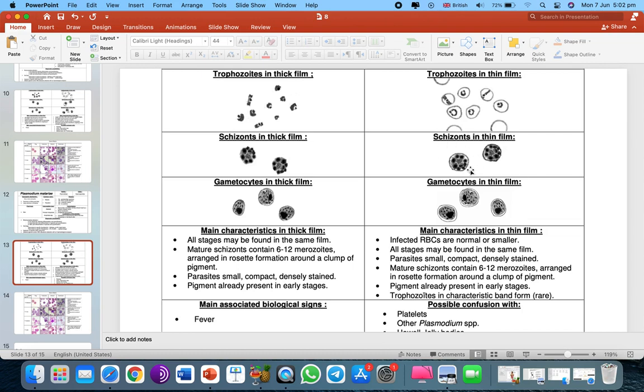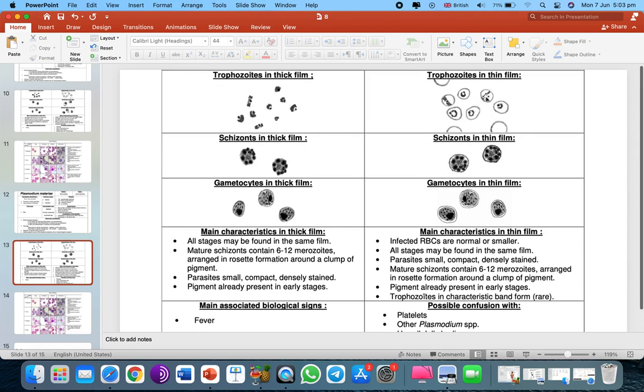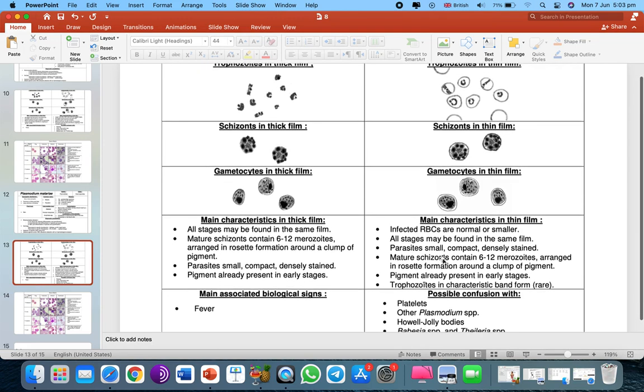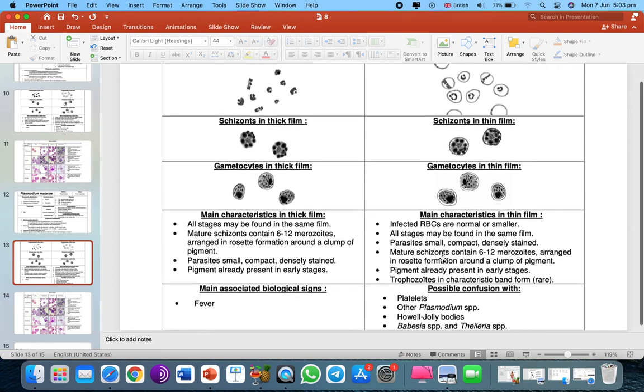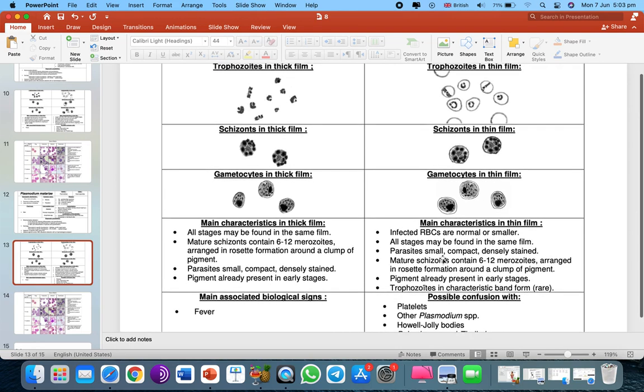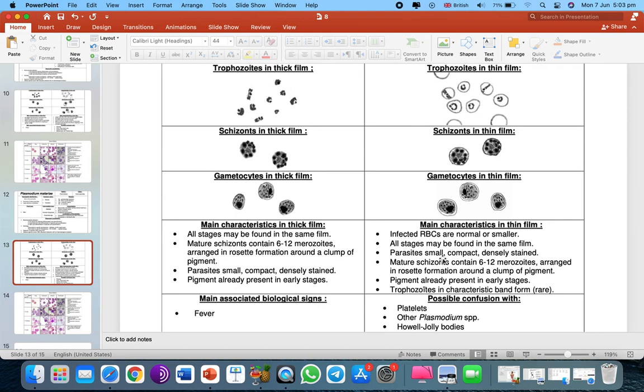As you can see here, and then sometimes there is a pigmentation, okay. And for the trophozoites, sometimes the characteristic is a band form, but it's so rare. I'm not going to talk about this band form, but it's so rare. So the main associated biological sign here is fever only.